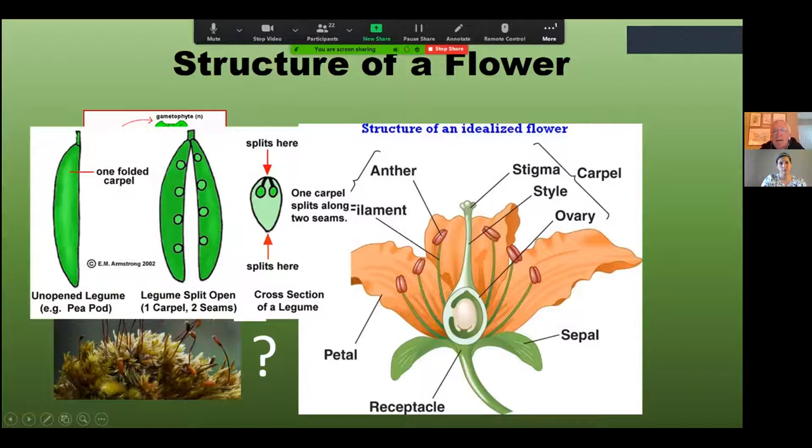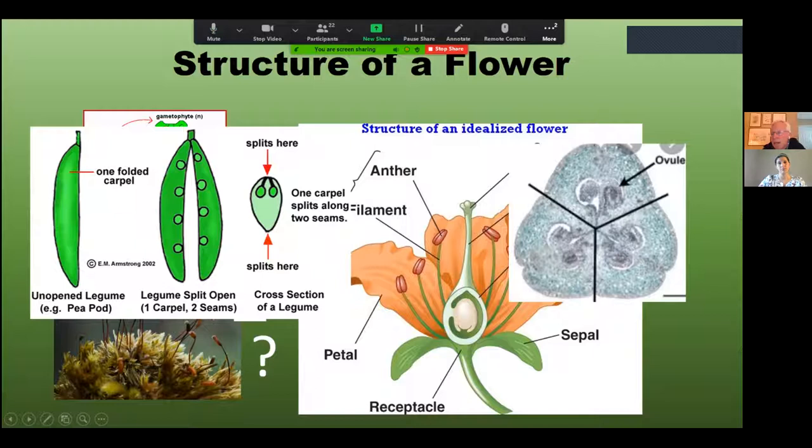But the pistil or carpel in the middle is a folded leaf, and we can see that most easily when we look at the matured carpel of a legume. That pod looks like a simple folded leaf, and indeed that's what it is. It's a single folded leaf. In cases where you have multiple leaves that fold, like a lily flower, you have three folded leaves together that form a three carpellate ovary. So there's your basic structure, sepal, petal, stamen, and pistil in the middle.